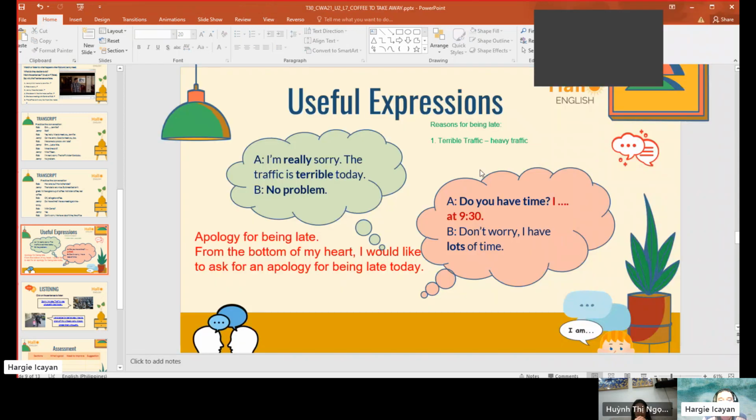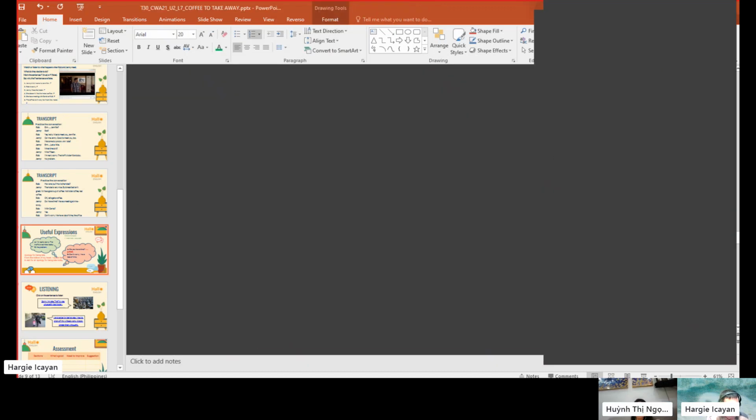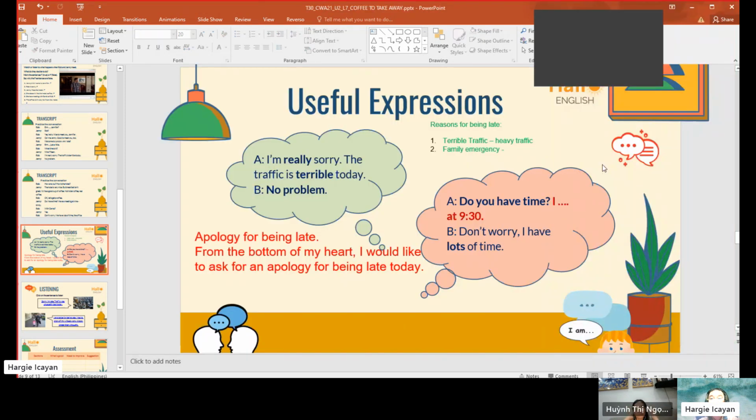Okay, so these are the reasons, right? Reasons for being late: terrible traffic or heavy traffic. Or it can be, what else? Family emergency, right? What are those family emergencies?